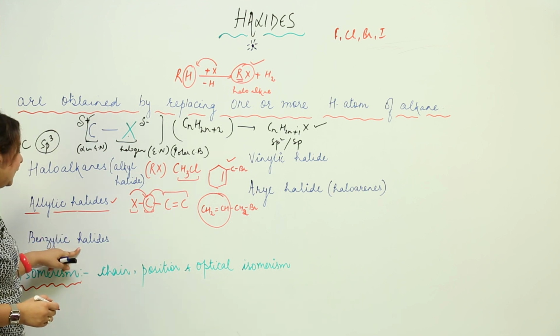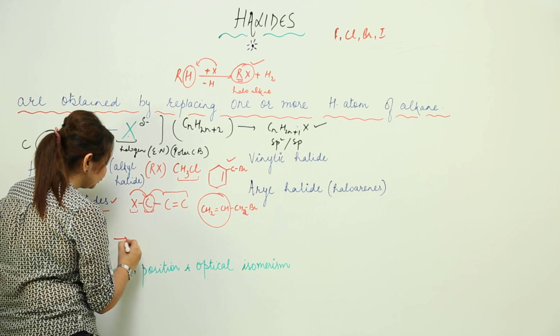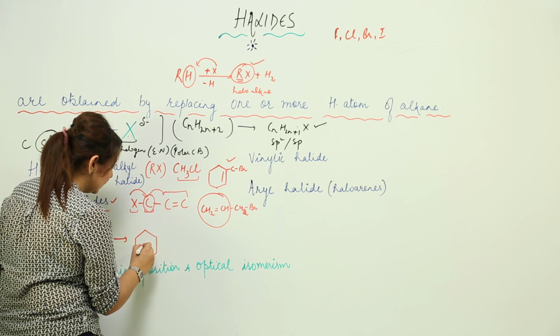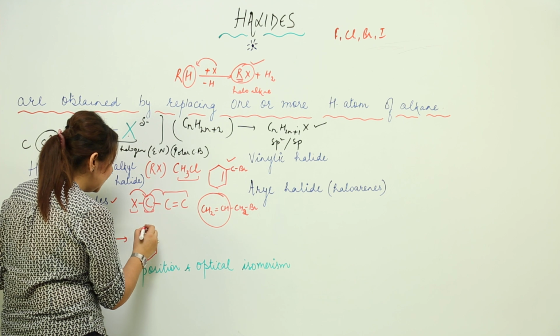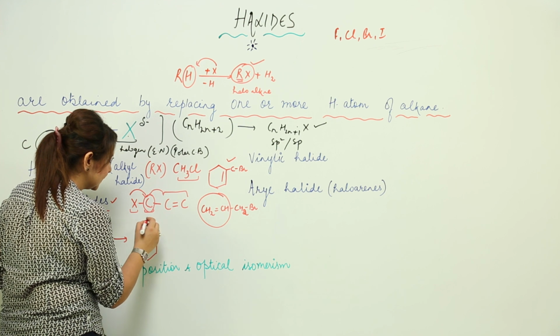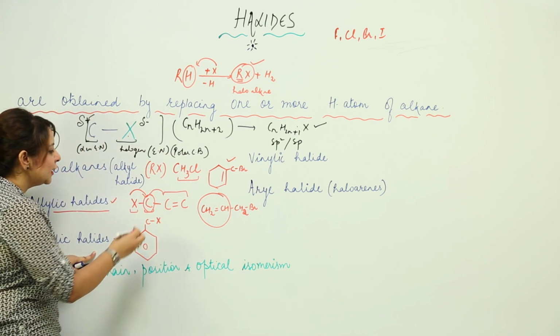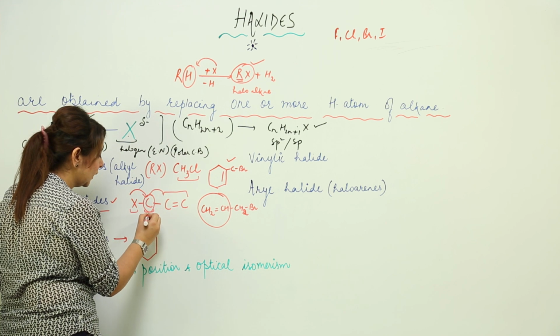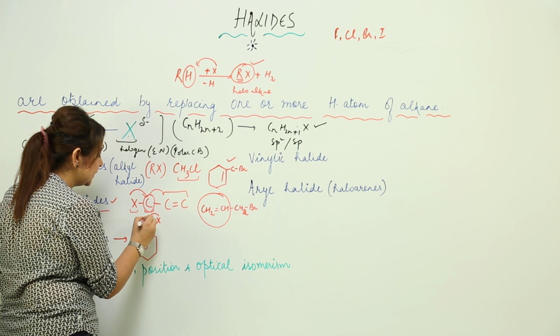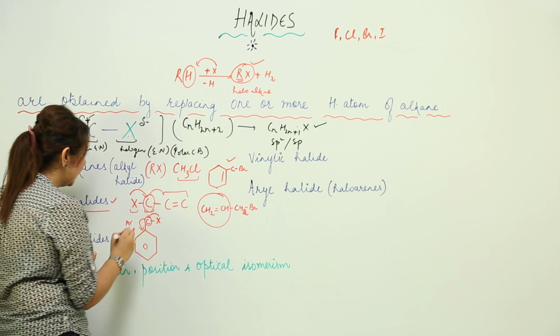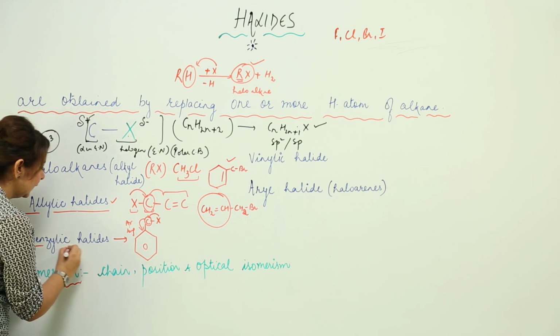Now the benzylic halide is that in which, suppose I have a benzene ring, and to the benzene ring there is one carbon atom, and to it the halogen is attached. So that means the halogen is attached to a carbon, and further this carbon is attached to an aromatic ring. Then it is called a benzylic halide.